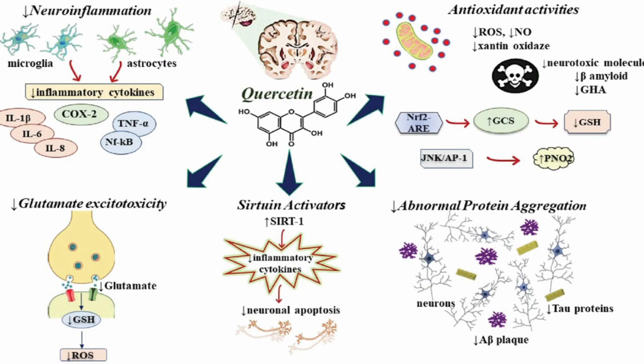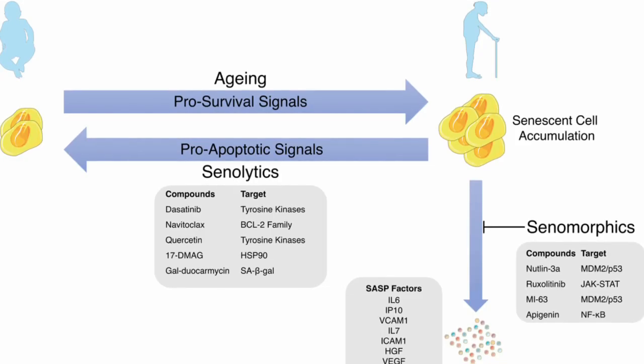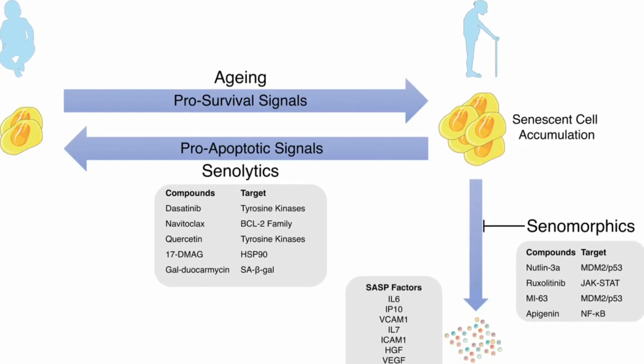Free radicals are molecules with unpaired electrons that cause cellular damage and contribute to various health issues, including aging and chronic diseases. Quercetin's antioxidant properties can help protect cells from oxidative stress. As with dasatinib, it can affect signaling pathways of senescent cells, promoting apoptosis and thus having anti-inflammatory effects. Related to senolytics are xenomorphics.